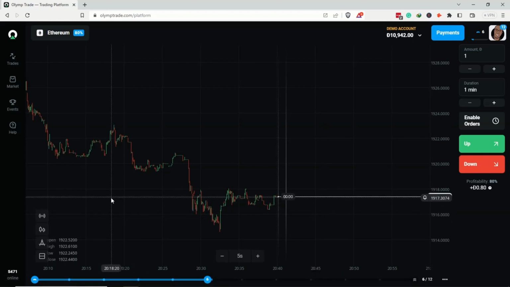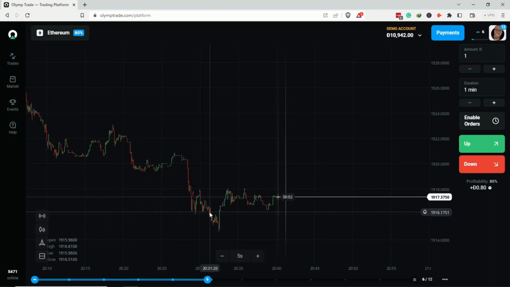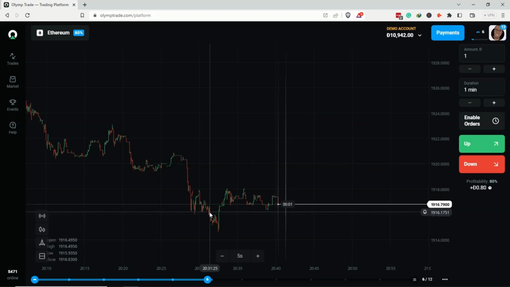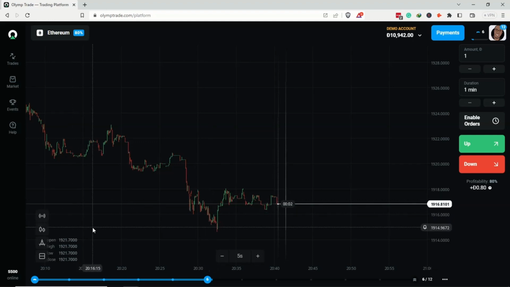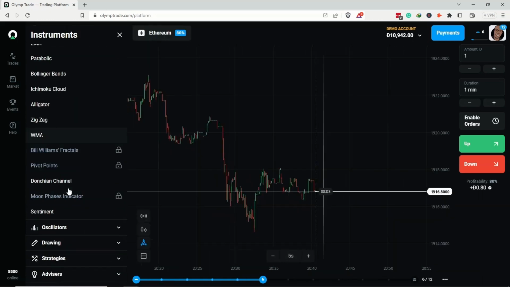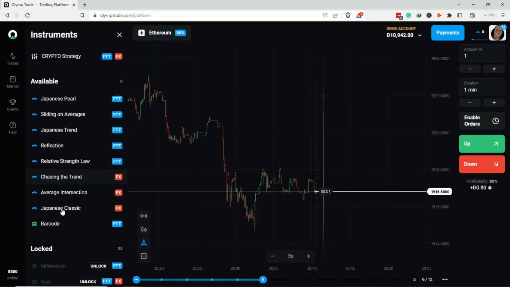The easier way is to use strategies. That's the beauty of Olymp Trade. They give you access to some free strategies that you can activate, and they tell you when to buy and when to sell. Now, these strategies are not 100%. You can lose money and you can make money, but nonetheless, you can use them to inform your own trading strategies.